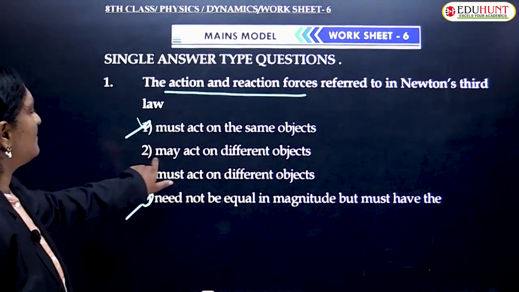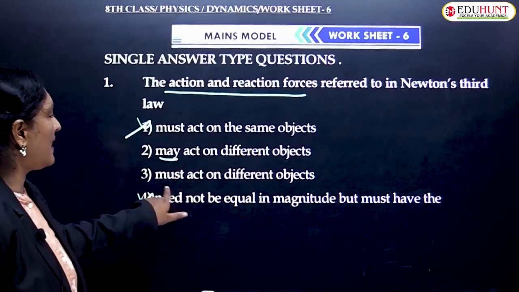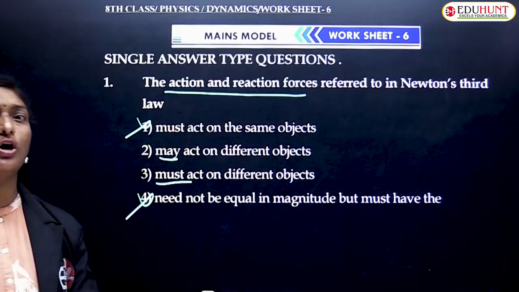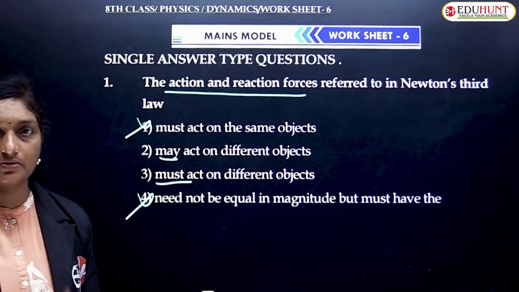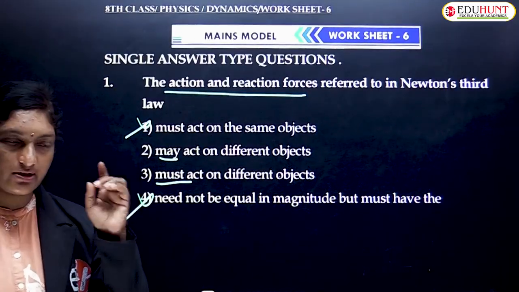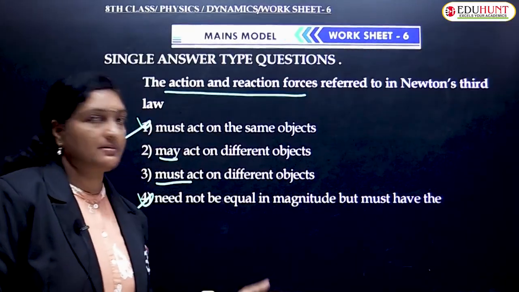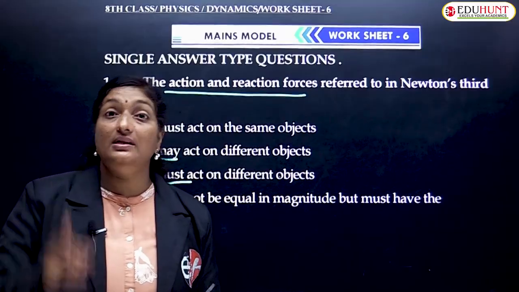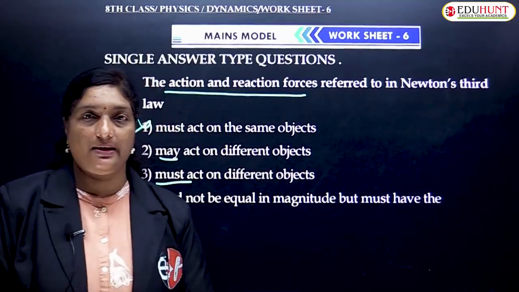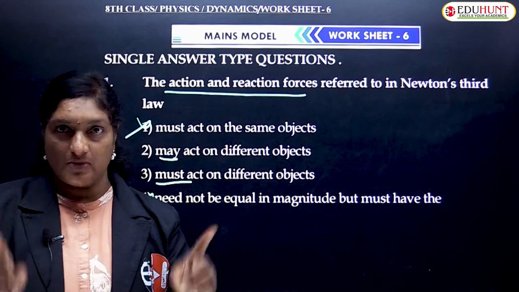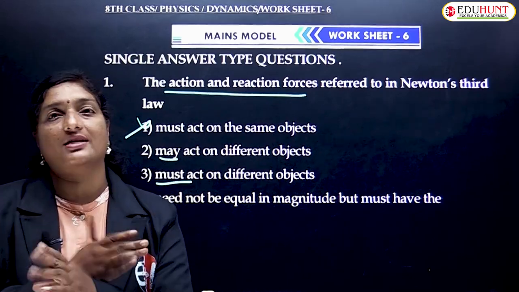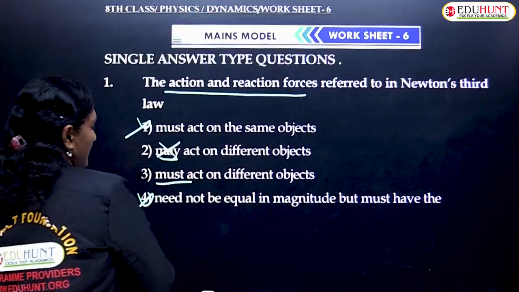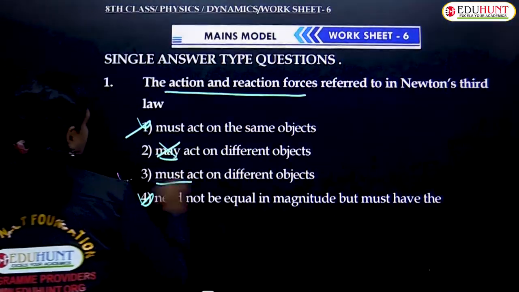So what makes the difference? Small grammatical mistake: may act, must act. What is the correct one, children? May means it may be possible, it may not be possible; either of that you can take. So is it definitely compulsory that two different objects are required, or it can be required or cannot be required? It is compulsory, mandatory. That means two different objects must be there to form an action and reaction pair. They must be there. So you can't take it as may. So the only correct option is the third option.